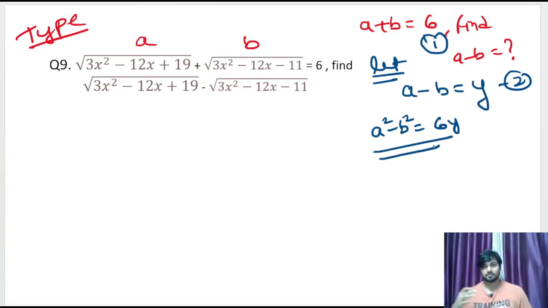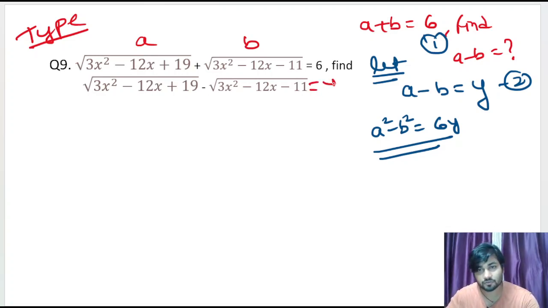Whenever this type of question comes, you will have to analyze in this way. This is actually the short form that I have given you. Let's do the actual problem. Let's write this as equal to y. And this is our equation 1, this is our equation 2. The same thing, what will we do?